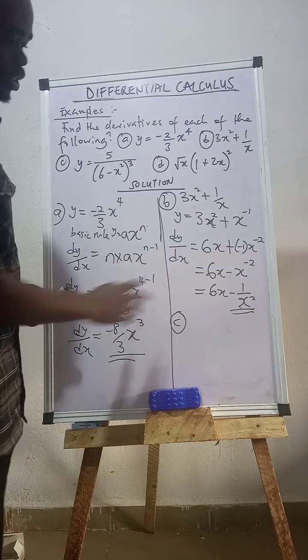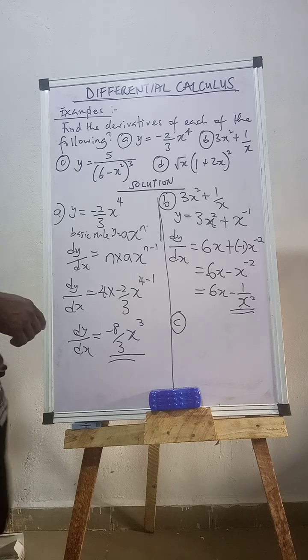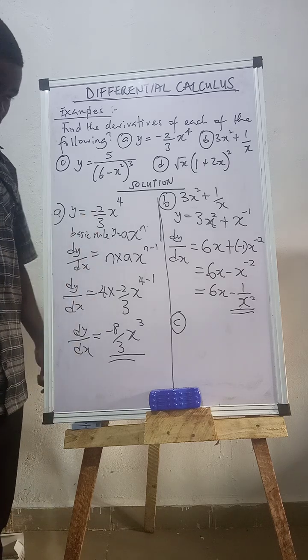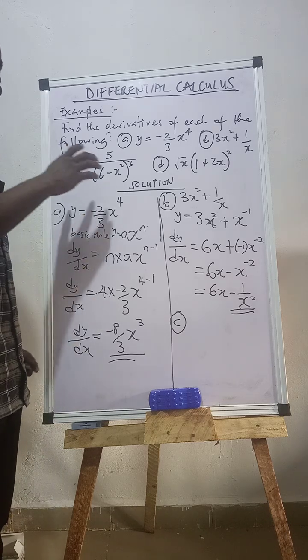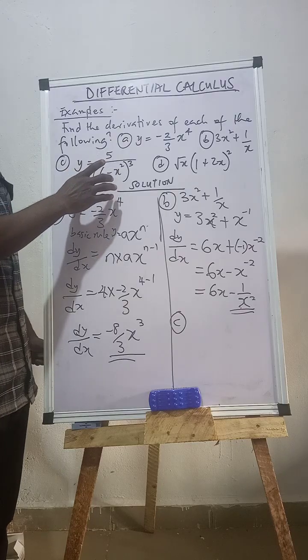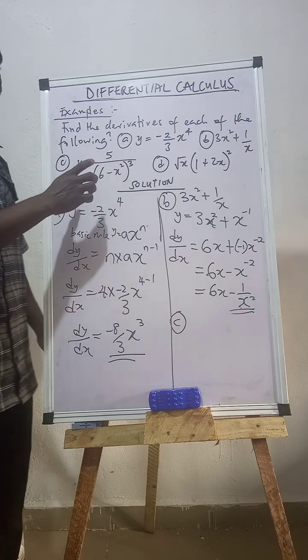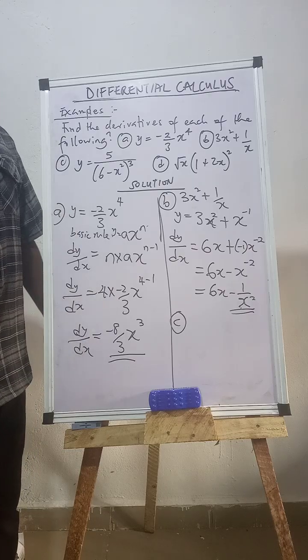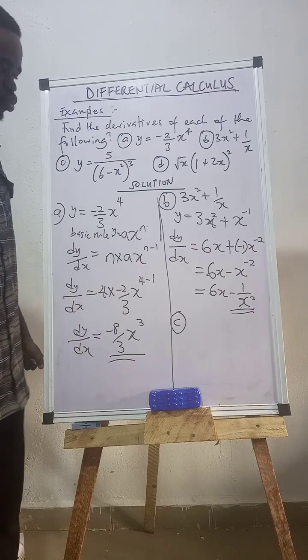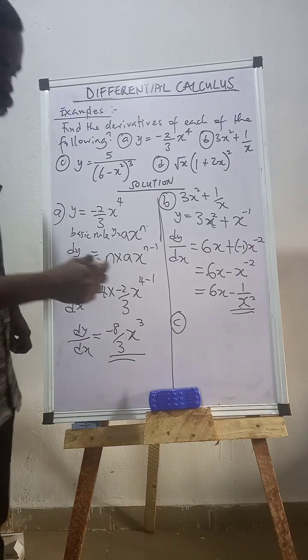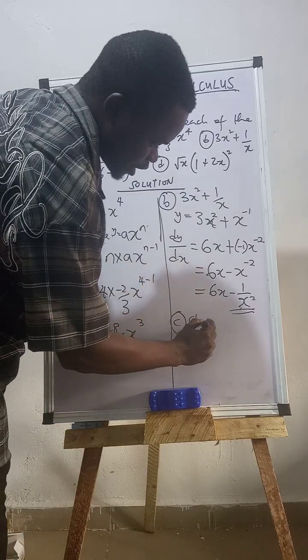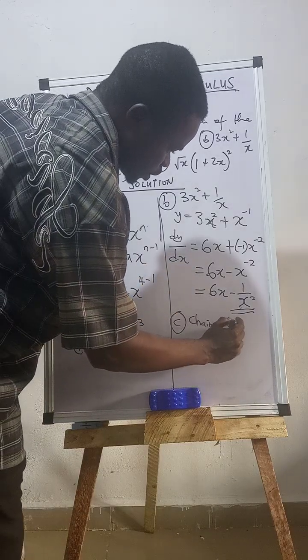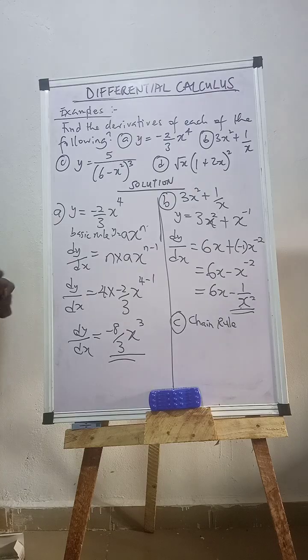The third one is a bit tricky. Now, here, this is a value inside another one. So we apply what we call the chain rule. So this one applies what we call the chain rule. So this is where we are starting from today. The chain rule. What is it about?